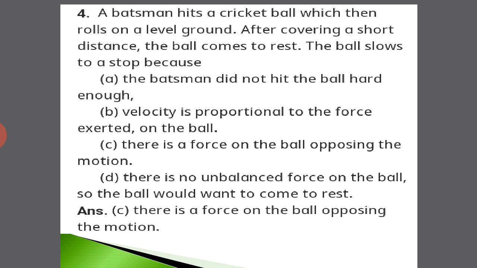A batsman hit a cricket ball which then rolls on a level ground. After covering a short distance, the ball comes to rest. The ball slows to a stop because the batsman did not hit the ball hard enough. The velocity is proportional to the force exerted on the ball. There is a force on the ball opposing the motion, that is force of friction. There is no unbalanced force on the ball, so the ball would want to come to rest. Option C will be the right answer. Opposing force will act against the motion of the ball, that is force of friction. So option C is the right answer.